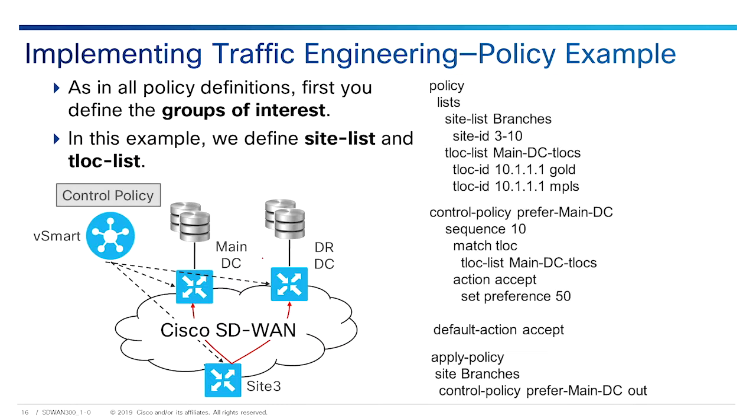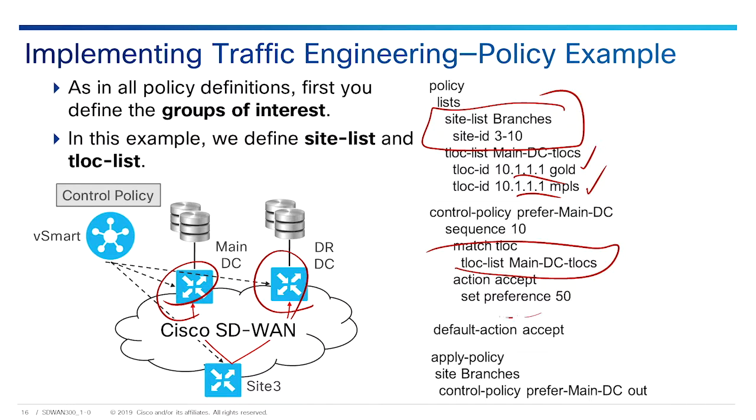Straightforward. We have our branches that we're defining. And we're going to say, for the TLOC ID of 10.111, I want you to use gold and MPLS. Those are the main DC TLOCs, so those are the TLOCs for these two sites. We're going to match the one for the main data center, accept it, and set its preference to 50. Remember, the default preference is 0, so 50 is better. We're still going to accept the advertisement for the other one, but at the default preference, as we apply it.